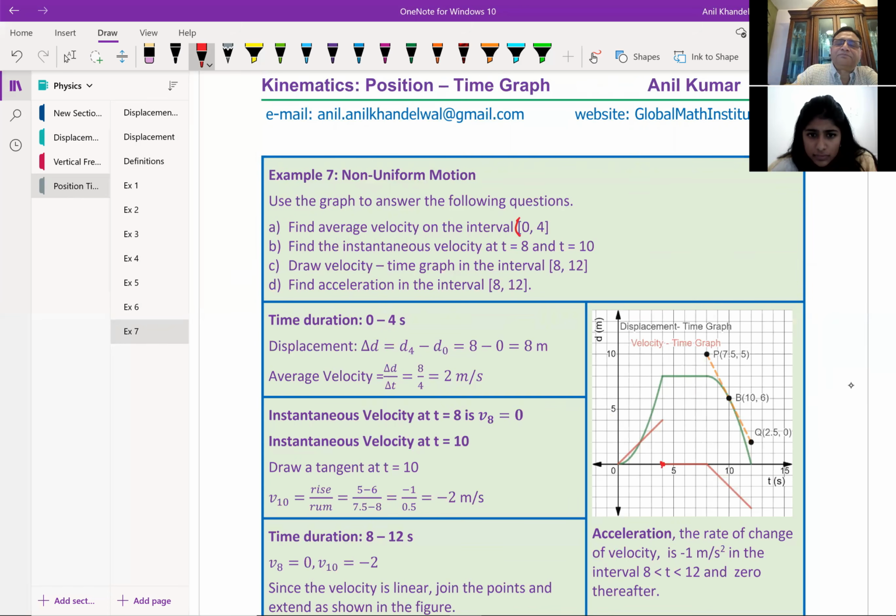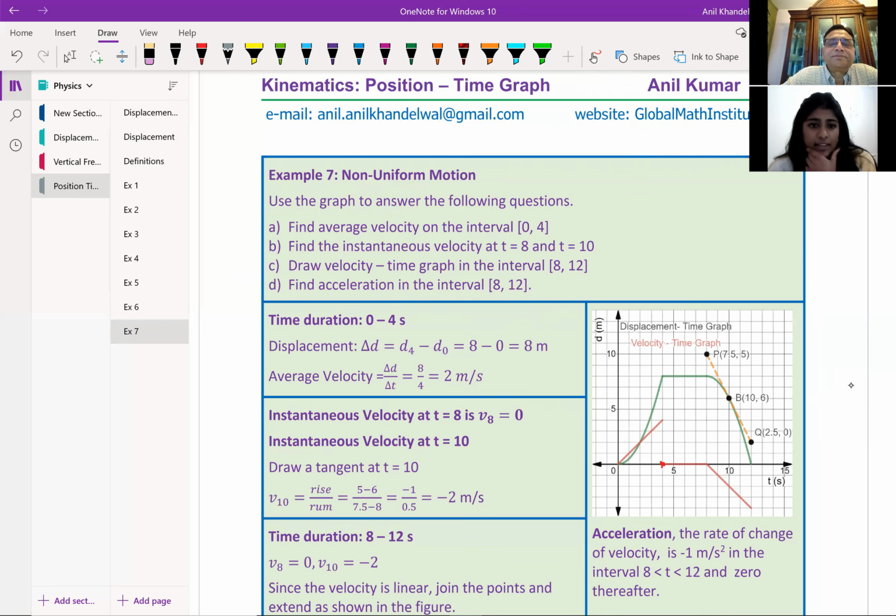But I mean, it doesn't really matter. Correct. Okay. Wait, should I just read all of them and then we'll go through the answers? Yes. B, find the instantaneous velocity at t equals 8 and t equals 10.